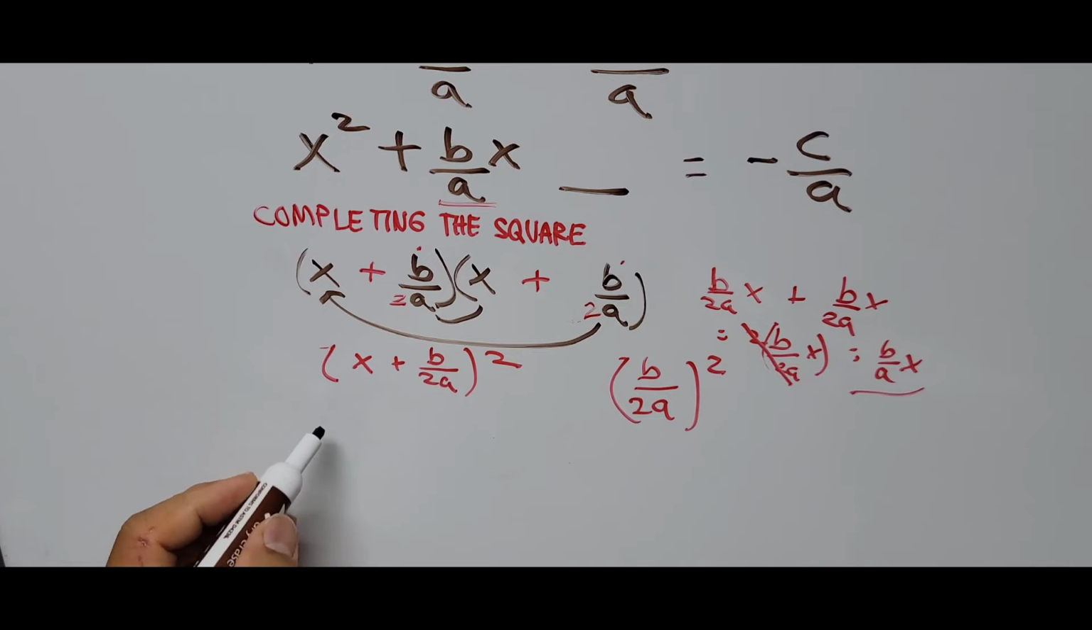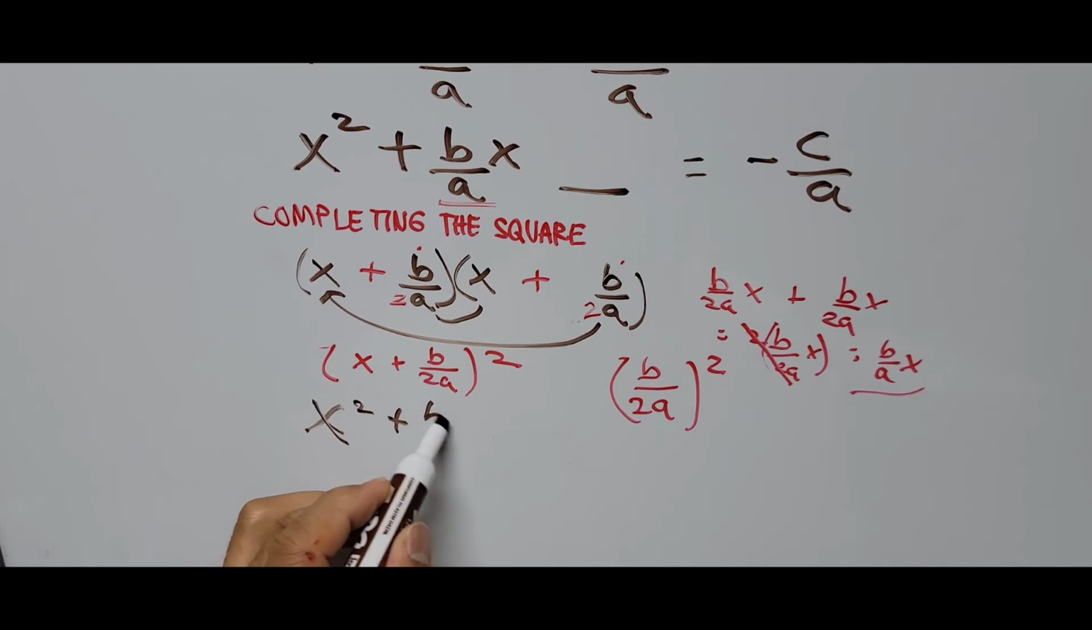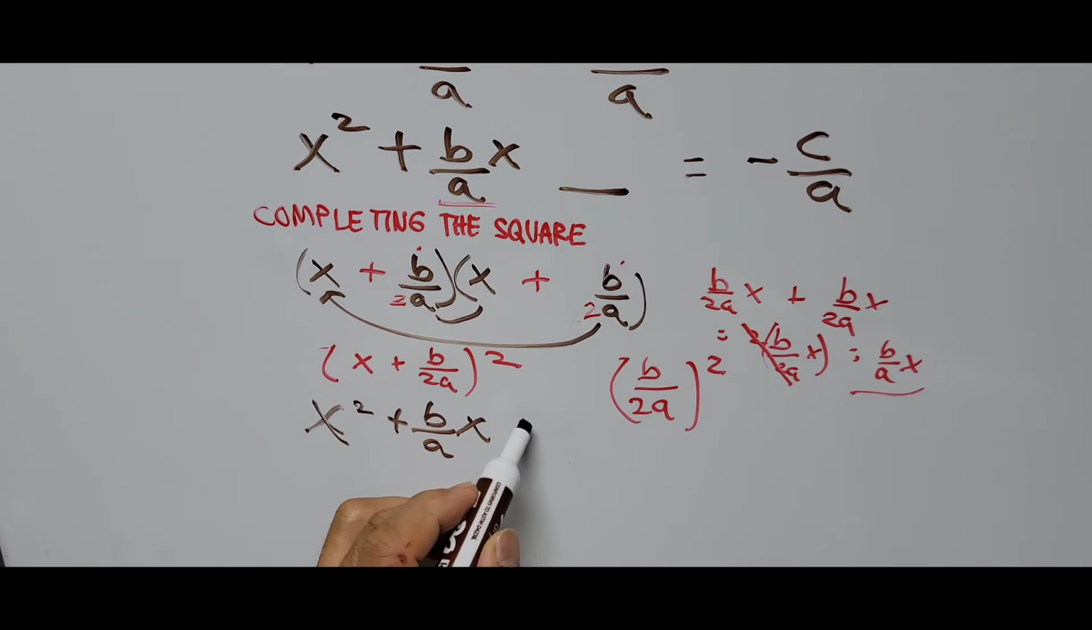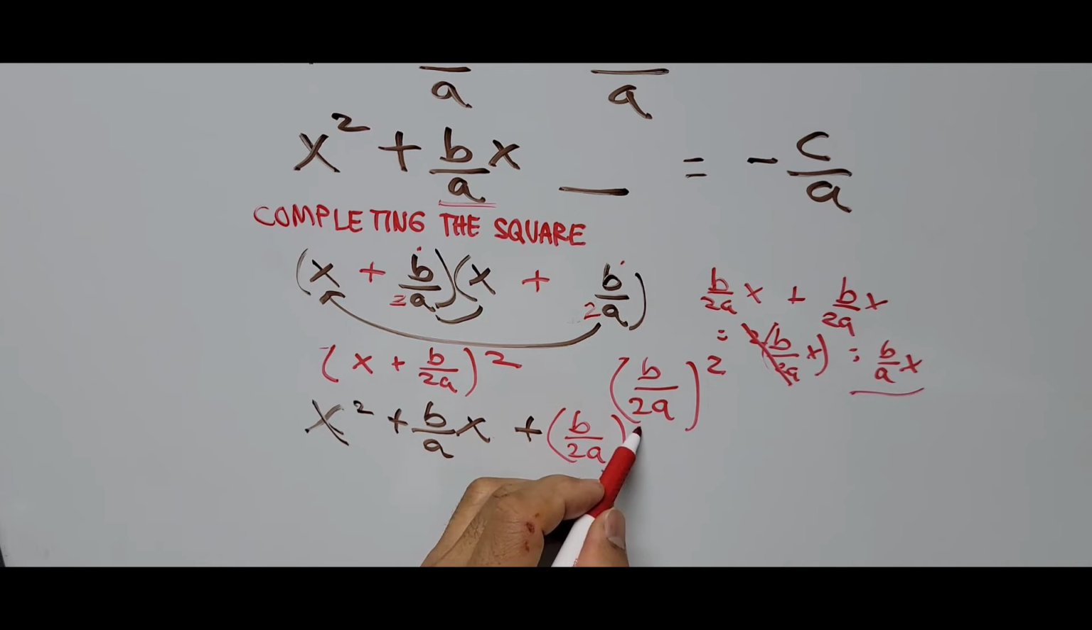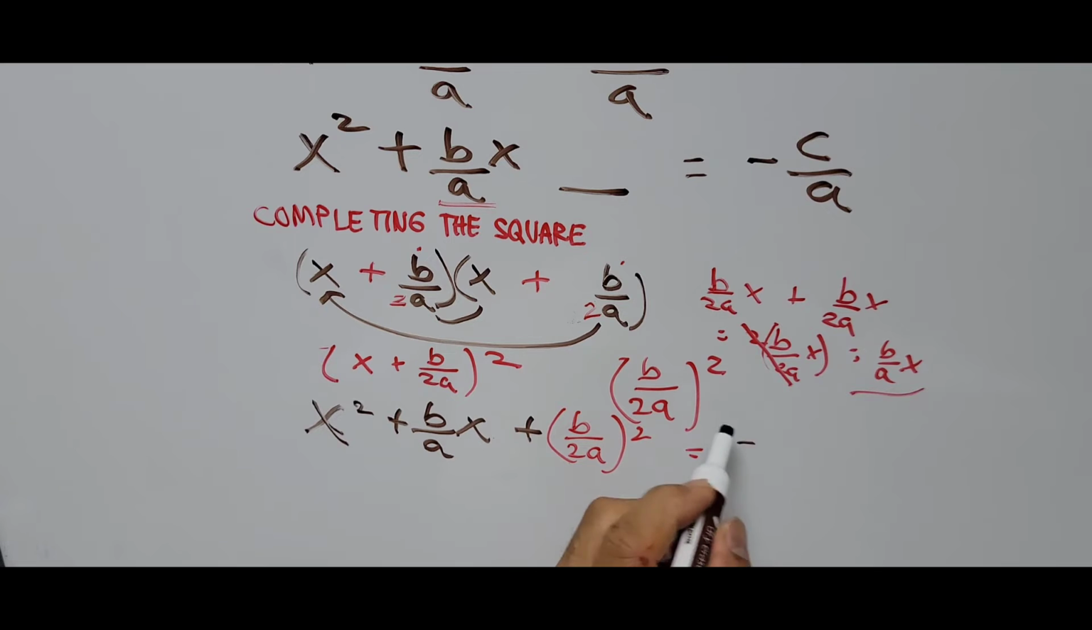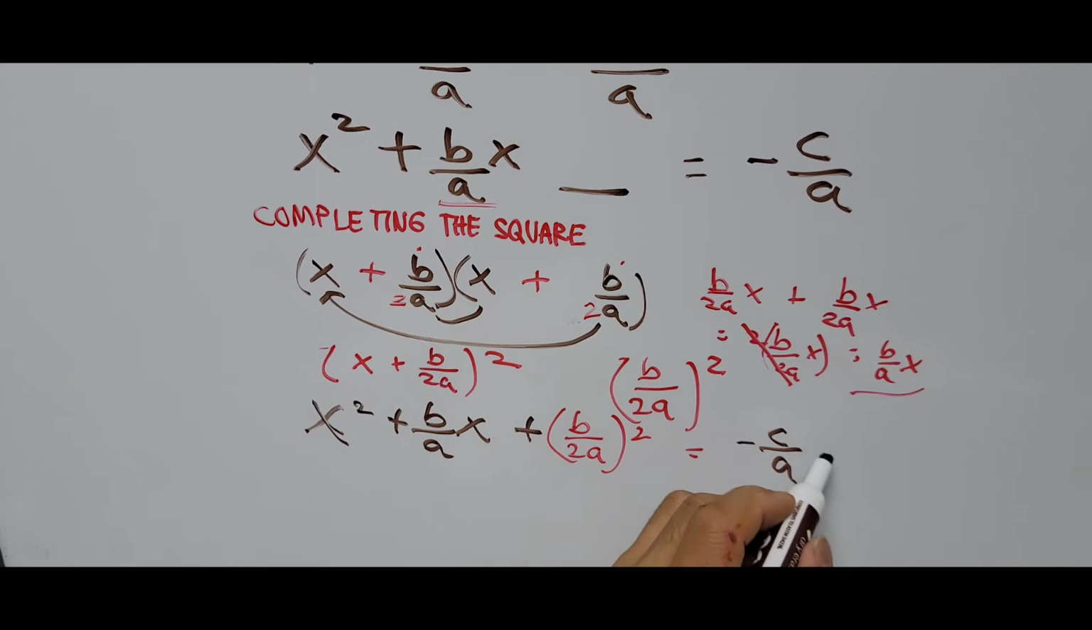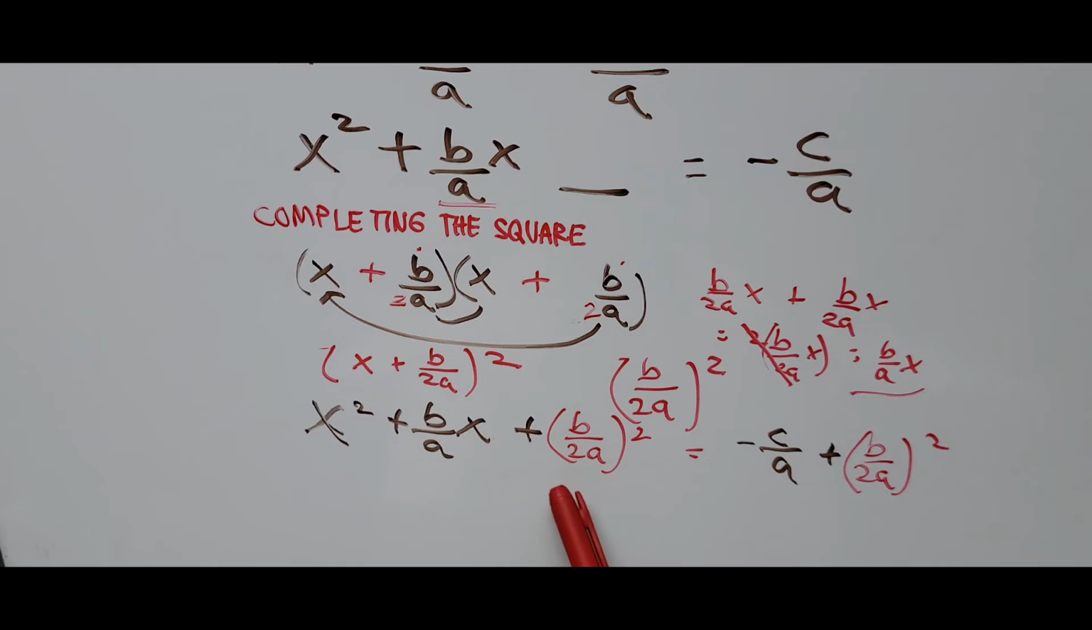So x squared plus b over a x plus this one right here, b over 2a squared, equals minus c over a plus this one right here, b over 2a squared. Now, if you add any value on the left side of the equation, you need to add the same value to the right side so you won't alter the value of the equation.